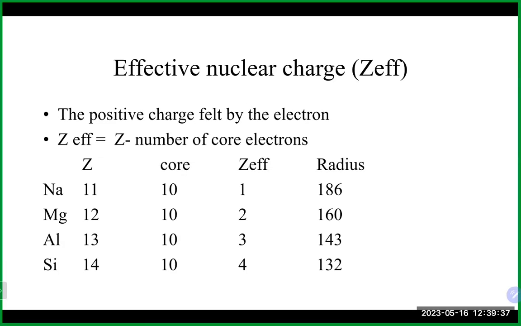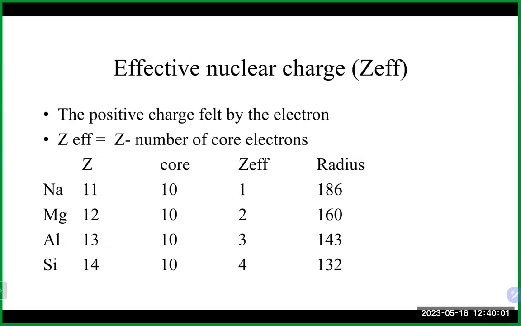And one aspect of trends that we see in general on the periodic table is something known as effective nuclear charge, sometimes referred to as Z effective. You might remember that from Chem 50. That's the positive charge that is felt by the electrons from the nucleus.